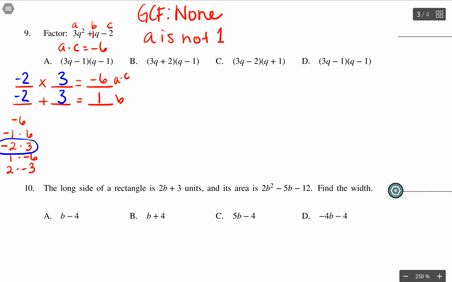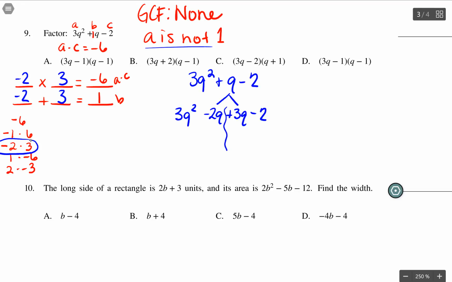So now I have 3q squared plus q minus 2. So when a is not 1, I have to do this thing where I break this middle term apart using my magic numbers. So it'd be negative 2q and 3q. And then these first and last terms go on the front and back.